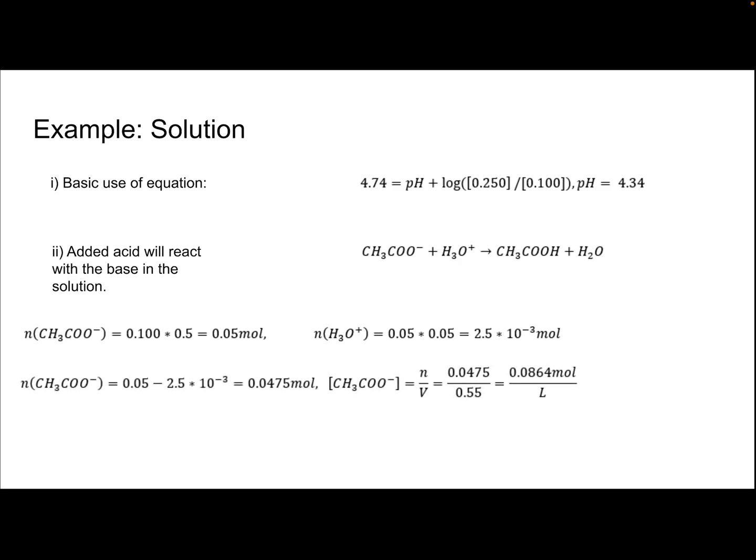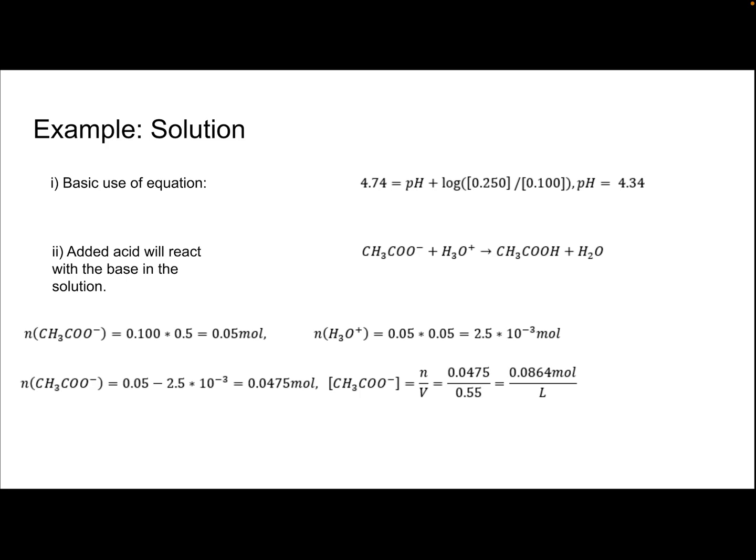Alright, so our final amount of ethanoate ions is going to be equal to the initial amount minus the amount reacted, which is 2.5 times 10 to the power negative 3. So the amount of ethanoate ions remaining in the solution is only 0.0475 moles. And we can use that to find the concentration of the ethanoate ions in the solution by using n over V.